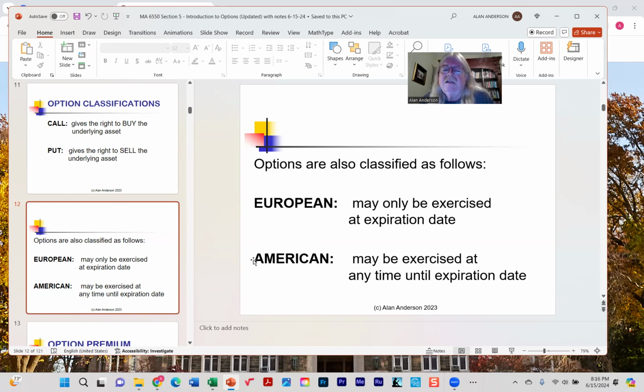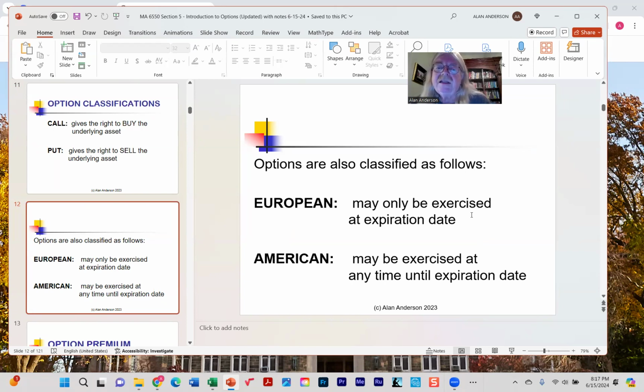Now, having said that, some options are only available as a European style option, and some options are only available as an American style option. Some are available in both forms. For example, interest rate options tend to be European options, and stock index options tend to be American style options. What it really comes down to is, what are you really trying to do with the option? What kind of exposure are you hedging, that type of thing. But that's how it normally works.